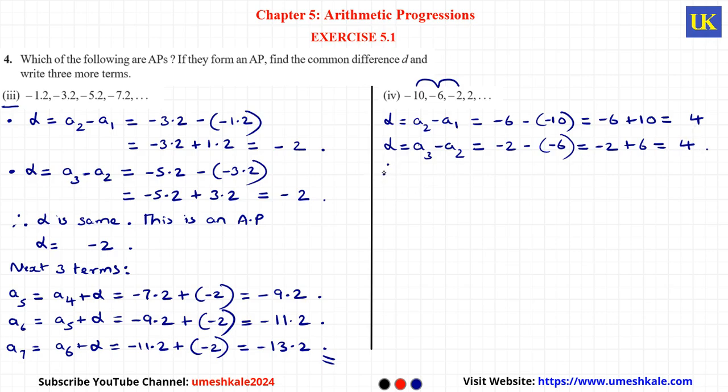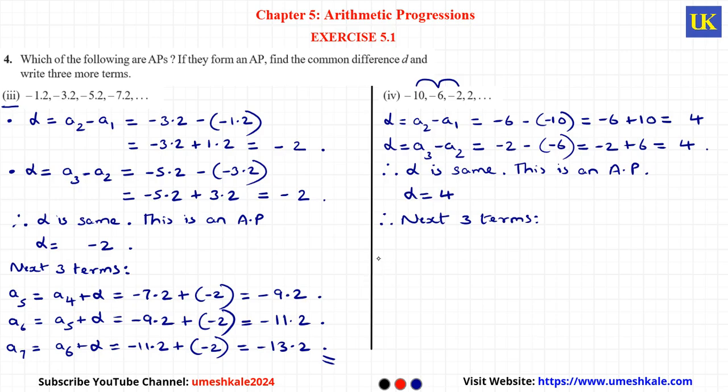So we'll write therefore D is same. So this is an arithmetic progression, and the value of D is 4. Now we will write the next terms. Next, sorry, three terms we have to write. Next three terms.